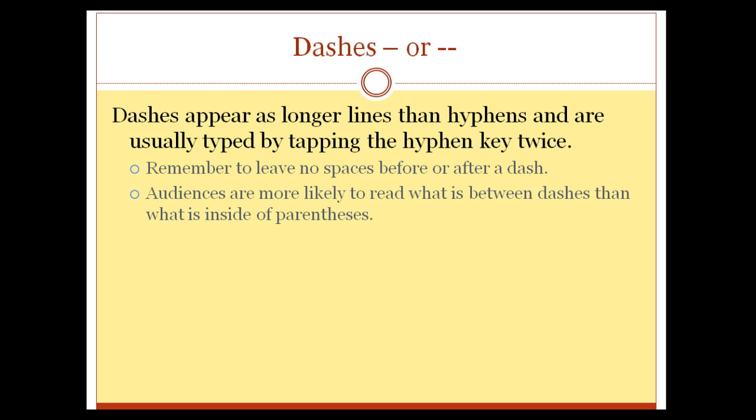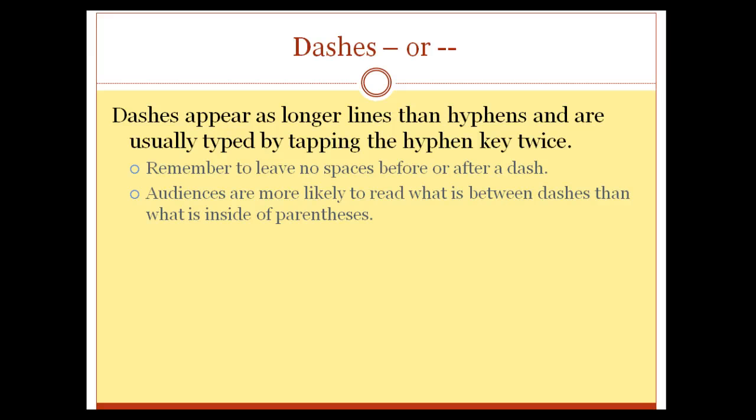Dashes usually appear as longer lines than hyphens and are typed by tapping the hyphen key twice. Remember that at a dash, you leave no space before or after. If you don't, it might autocorrect it to something else. Remember that also audiences are more likely to read what is between dashes than what is inside of parentheses.